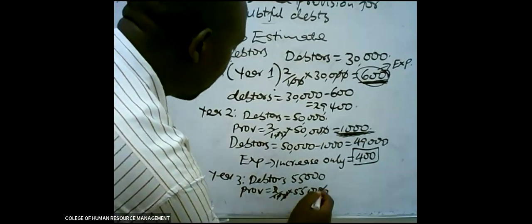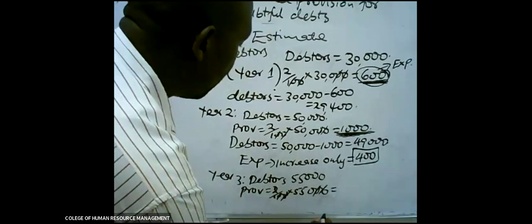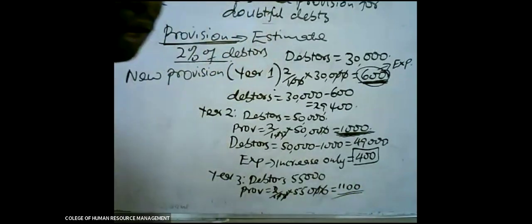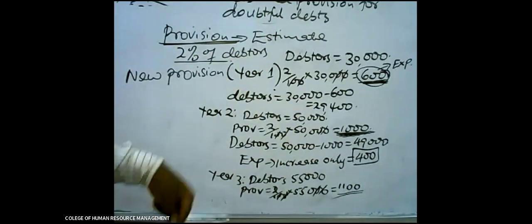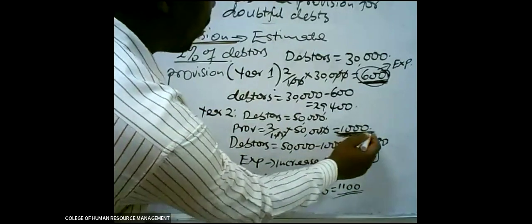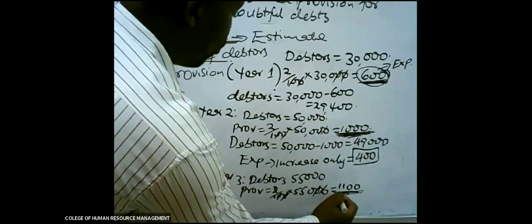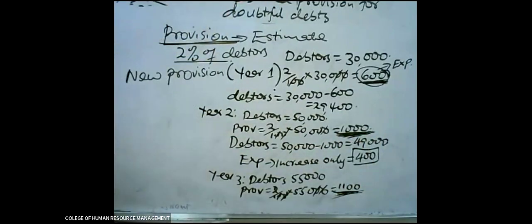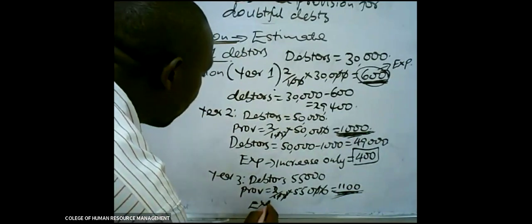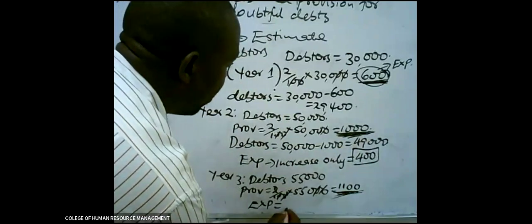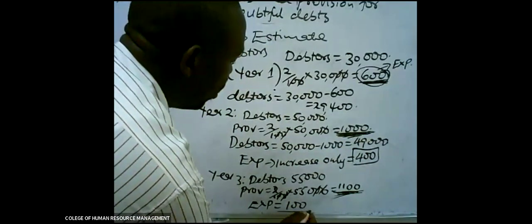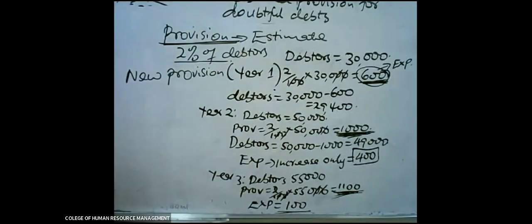That and that. This will be 110, will be 1,100. Remember, in the previous year, the provision was 1,000. This year, the provision has gone to 1,100. So the expense will be from 1,000 to 1,100. It is only 100. You deal with only the increase.